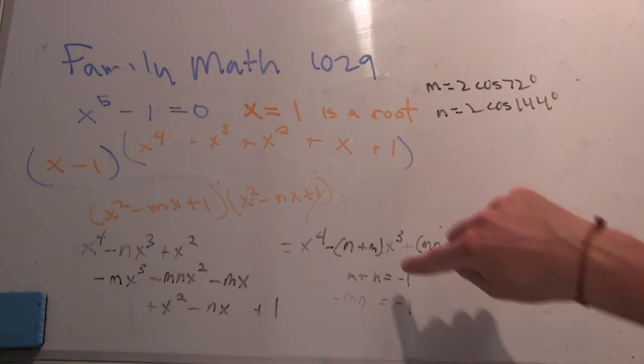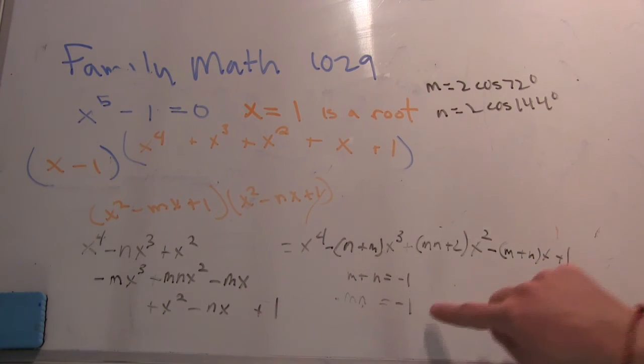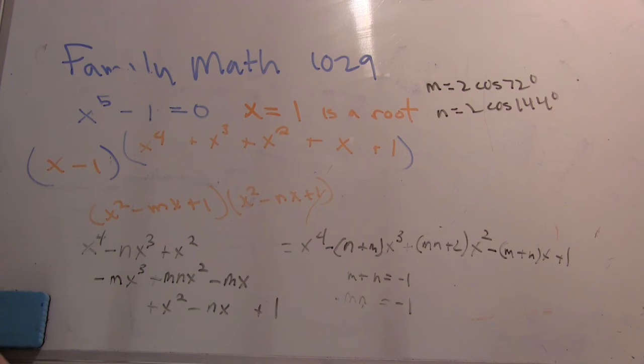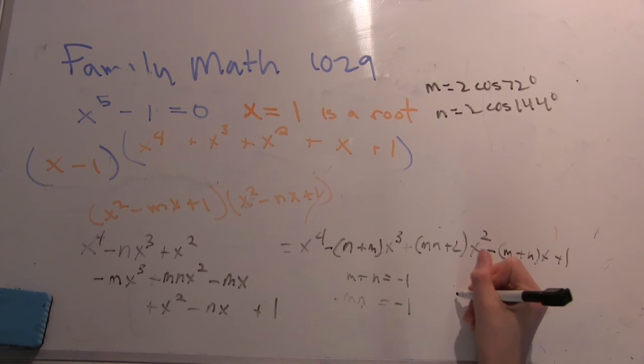So we know the sum is -1, and we know the product is -1. What does that tell us? That means we could create another quadratic with these things. Why don't you write that quadratic right here? What would that be?